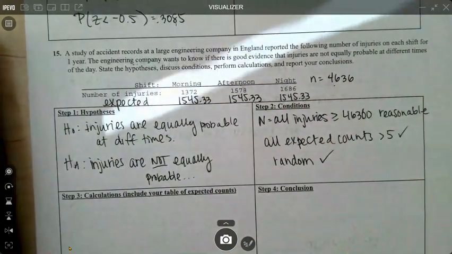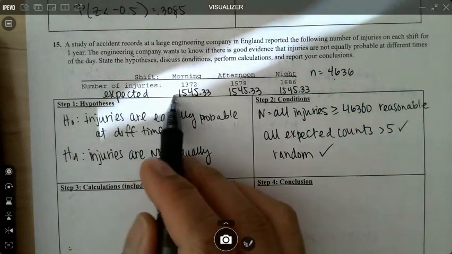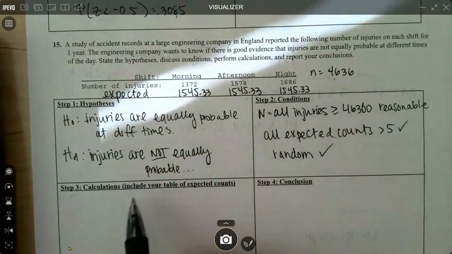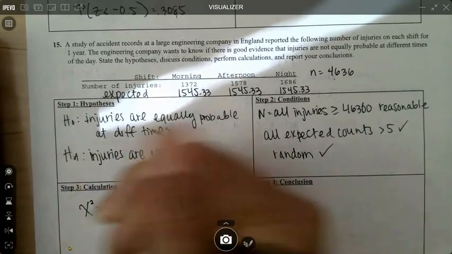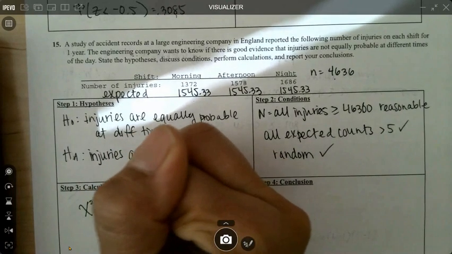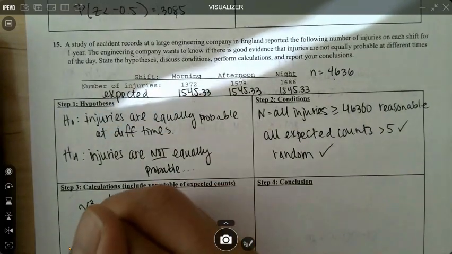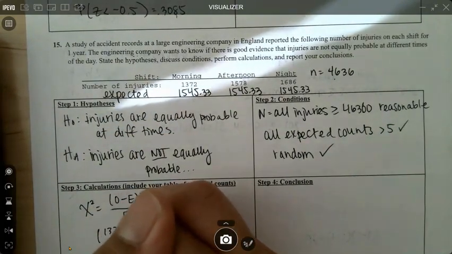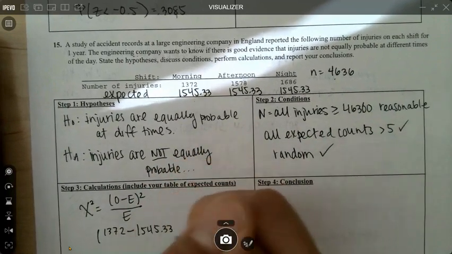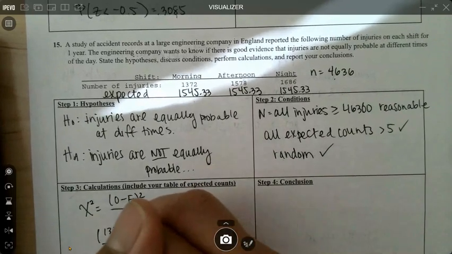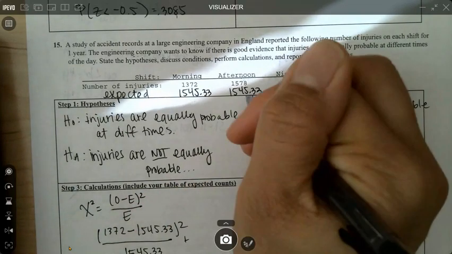Okay, so now let's go ahead and do the calculation. We do have included our table of expected counts. That's right here. So now we're going to do our calculations. Remember, with the chi-square test of goodness of fit, the chi-square test statistic is going to be the observed minus the expected, squared, divided by the expected. So it's going to be 1372 minus 1545.33, squared, over the expected, 1545.33. And we're going to do that for each category here.